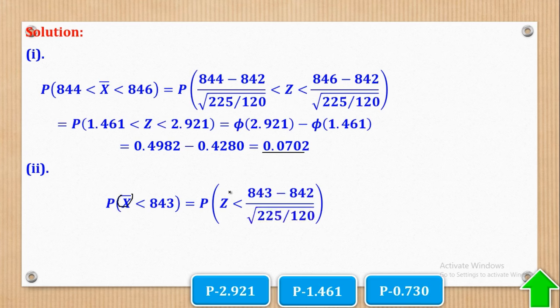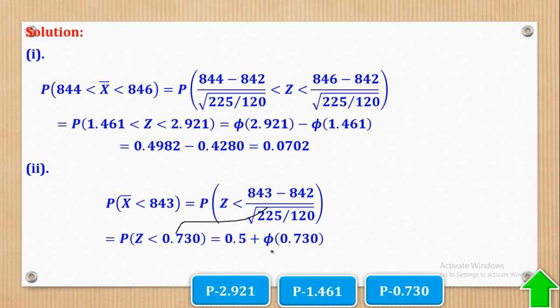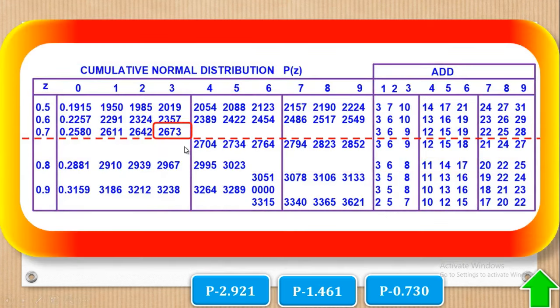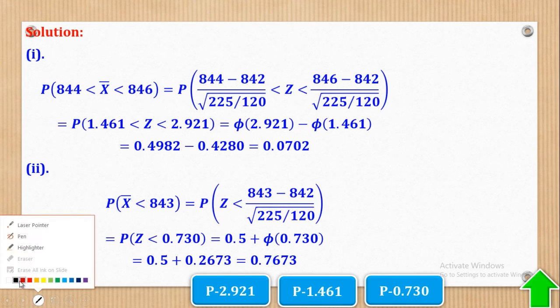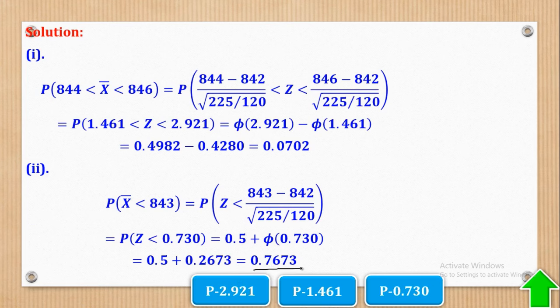Now Roman 2, they wanted a probability of less than 843, but you realize that this is a sample mean, meaning that when you're standardizing, it is this minus mean, population mean over standard error. Then to 3 decimal places it is that, and in terms of phi it is that. Then we shall read its value. So when I read its value, it will be 0.2673. So I'll come here and substitute that value, and then I'll come up with a probability of 0.7673. So basically that's what they wanted.